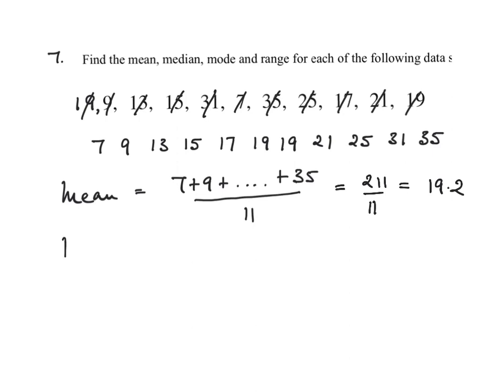We want to work out the median, which is the middle number. Now we have 11 pieces of data. 11 is an odd number, so 11 plus 1 is 12, divided by 2 is 6. So the sixth piece of data is the median, and we'll check that because we should have the same number above and below. So it's 1, 2, 3, 4, 5, 1, 2, 3, 4, 5. So 19 then is the median.